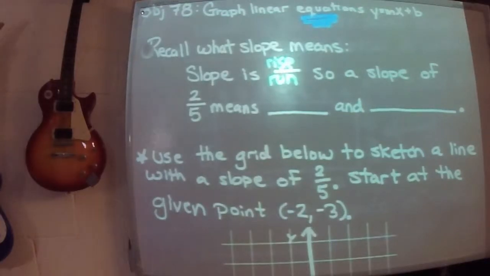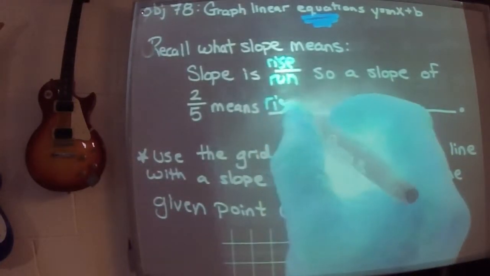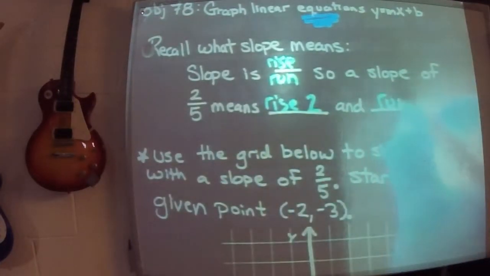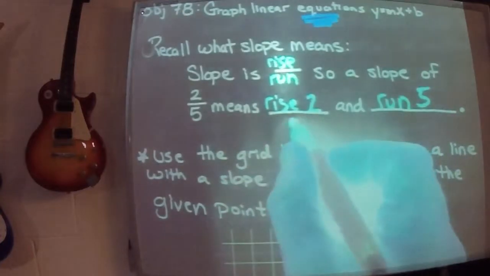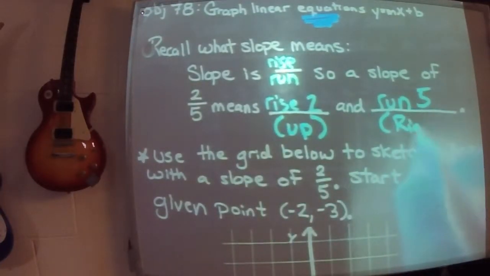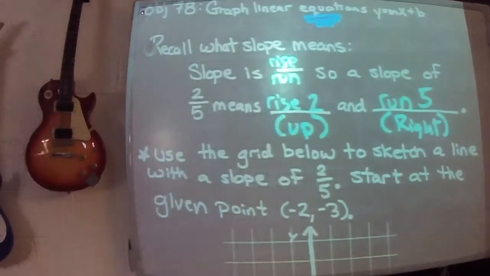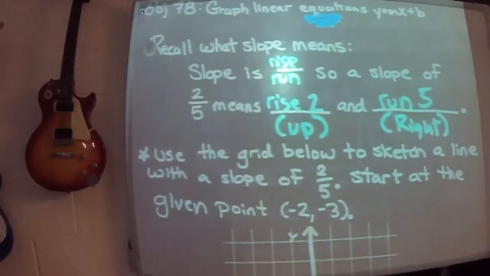But when you see 2/5, that means what? Rise how much? 2. And you run 5. And then underneath it you can maybe put up and right. We're going to use 2/5 on this first example. So when you have 2/5, that means rise 2 and run 5.